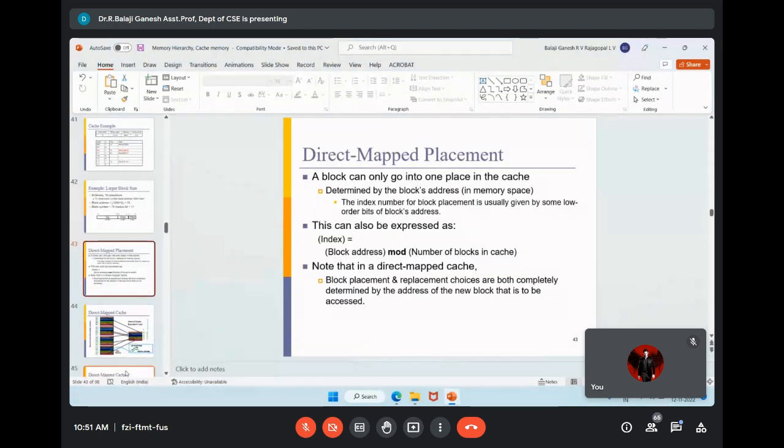So as a summary of this direct mapped cache placement strategy, a block can go into only one place in the cache, right? It is determined by the block's address, right? The index number for the block placement is usually given by the lower order bits of the block's address. How many lower order bits, you have to decide based on the size of the cache memory, right? This index is equal to block address modulo number of blocks in the cache, right? Okay.